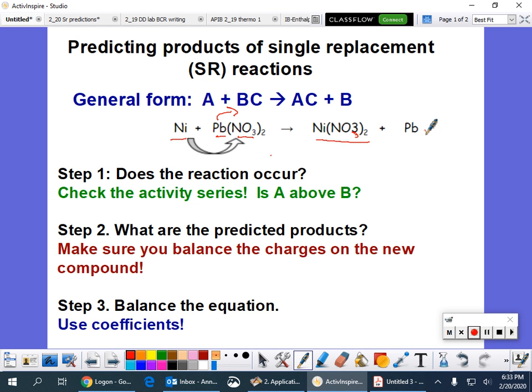So there are 3 steps to predicting these products. The first step is figuring out whether or not this reaction is even going to occur. And the way we determine that is by looking at the activity series. We look at whether our single element A is above or below the element that it might replace in the activity series. And I'll get to that in a second.